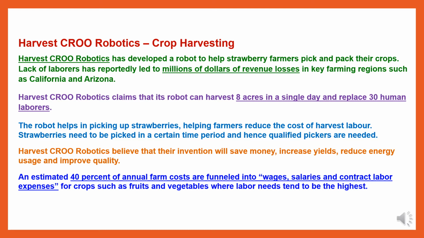Harvest Crow Robotics claims that its robots can harvest 8 acres in a single day and replace 30 human laborers. The robot helps in picking up strawberries, helping farmers to reduce the cost of harvest labor. Strawberries need to be picked in a certain time period and hence qualified picks are needed. Harvest Crow Robotics believes that their invention will save money, increase yields, reduce energy usage and improve quality.